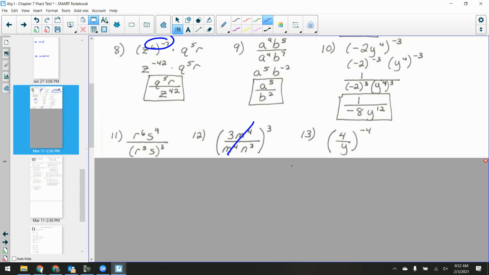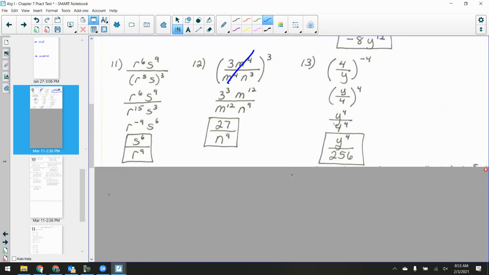Number 13. Hannah, what did you get for 13? y to the 4th over 256. Good. y to the 4th over 256. Please don't leave 4 to the 4th in an answer. Okay, and here's, again, 11, 12, and 13. Go ahead and write down those answers if you need to, and write down any work.